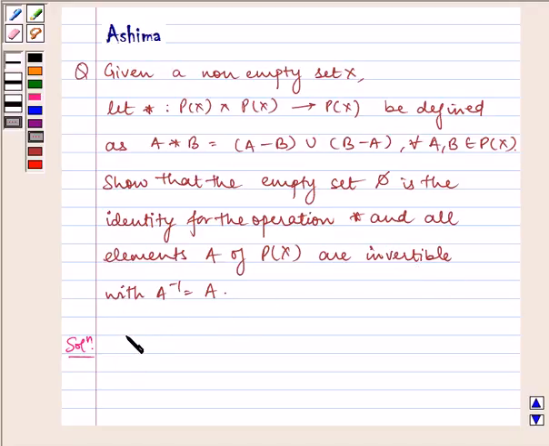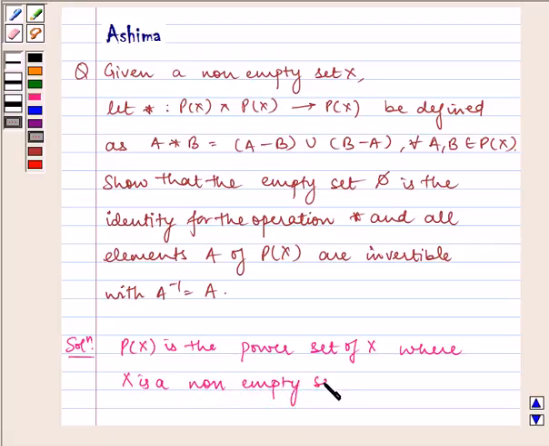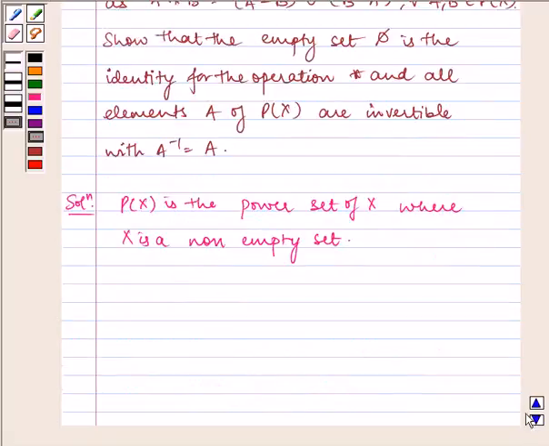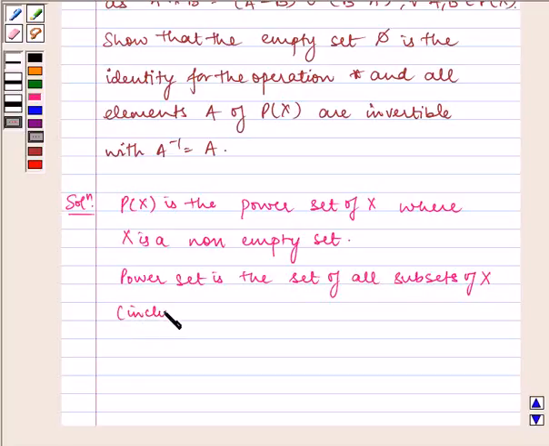Solution. P of X is the power set of X, where X is a non-empty set. We know that power set is the set of all subsets of X, including phi and X itself.